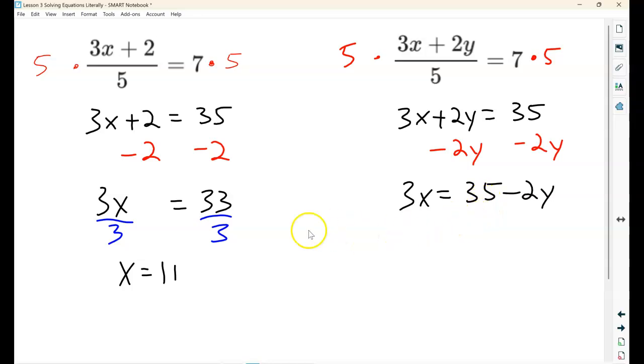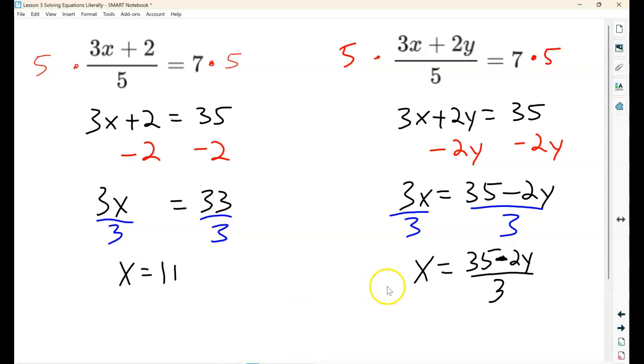Now we're still going to isolate the x, and we're going to divide by 3. The 3's cancel out, leaving just x. On the right side, you can't divide this 3 into it because of the variable, so we just leave it alone. So you get x is equal to 35 minus 2y, divided by 3.